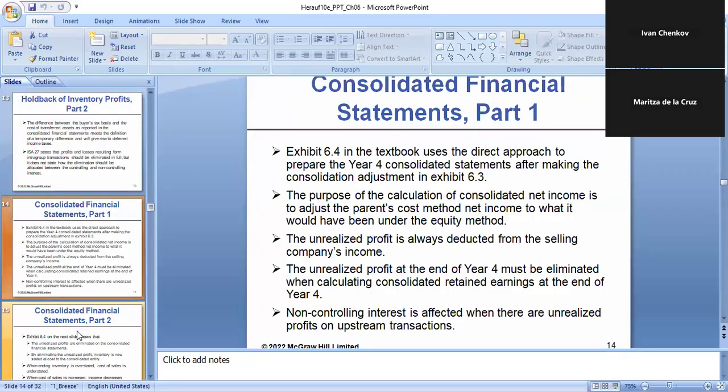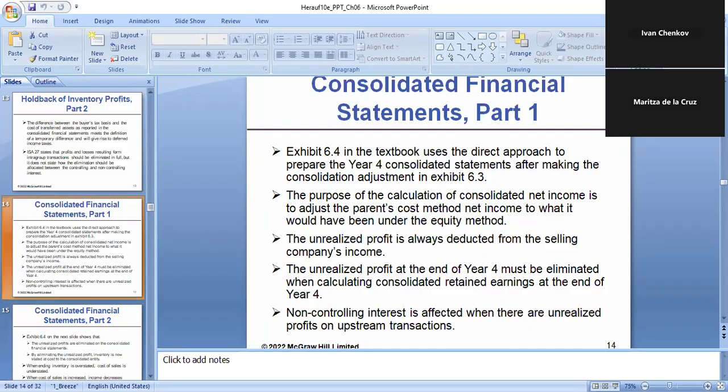Now, on the consolidated financial statements, we're going to have the direct approach, and we're going to have, I believe it was called, not a textbook approach, but more like a journal entry approach. With the direct approach, we're simply getting all the elements of the financial statements and simply adding them.